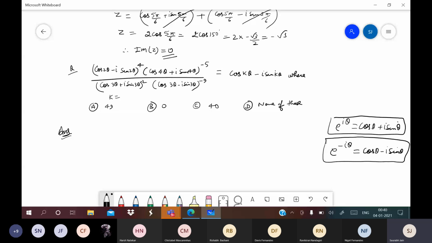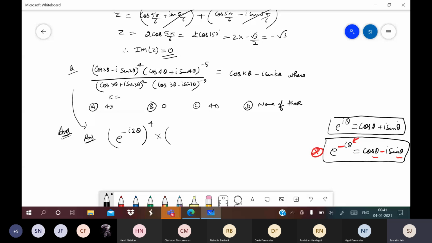Just try to understand. If we talk about the first term here, this is cos 2 theta minus iota sine 2 theta. Concentrate on this second formula, the one having minus. What is the meaning of this formula? Whatever angle is here, the same angle appears in cos and sine, and minus is already there. So in the first term we have cos 2 theta minus iota sine 2 theta. That means it is e to the power minus iota 2 theta, using Euler's formula.